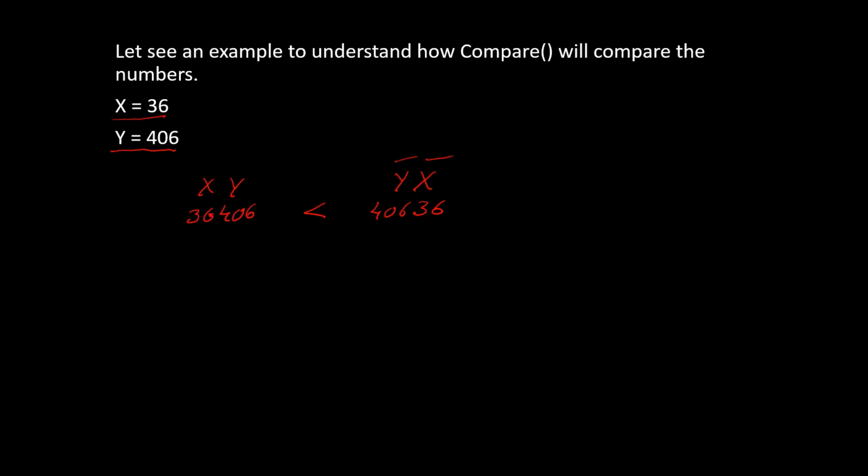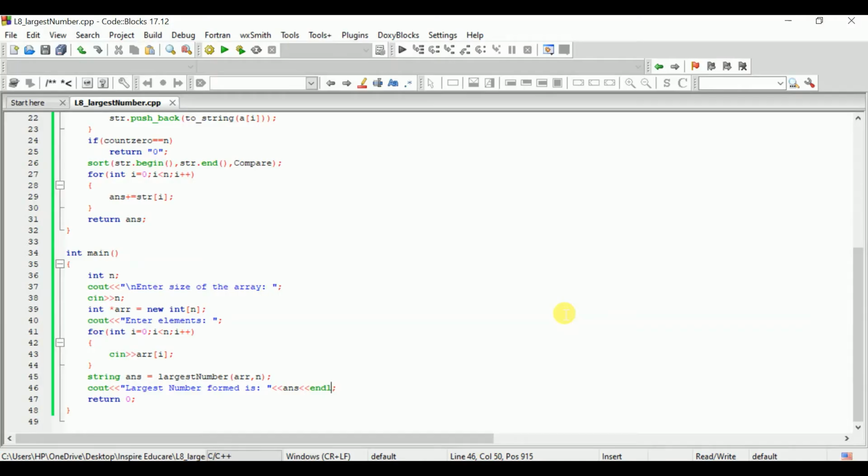So now let's see the code for this. Starting with the main function, in this we have first entered the size of the array, then we have dynamically created an array, then we have entered the elements of that array. Now we have called a function largestNumber and passed the array and size of the array as arguments, and we have stored the answer in a string variable named answer, and at last we have printed that answer.